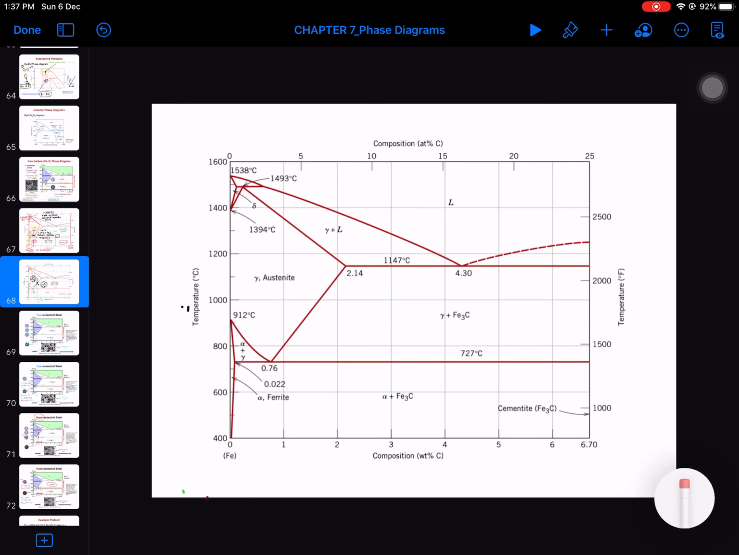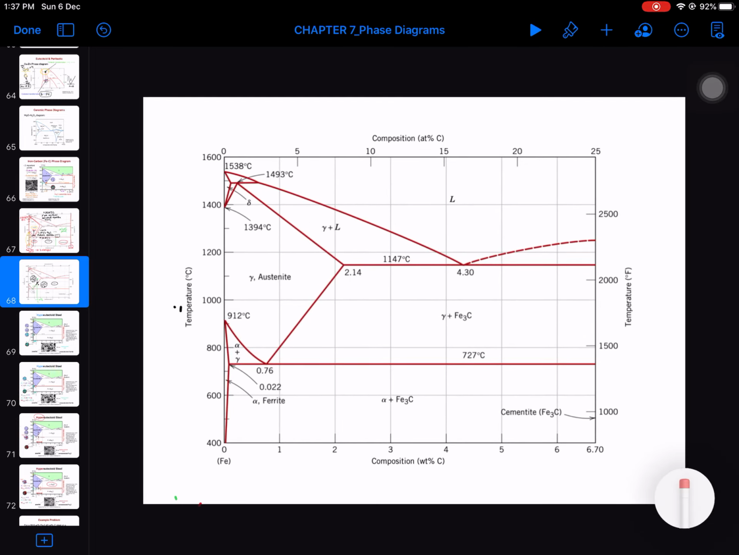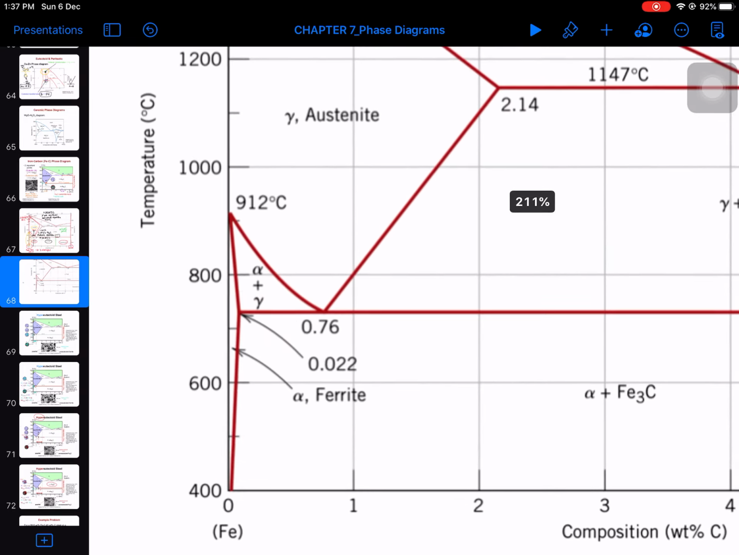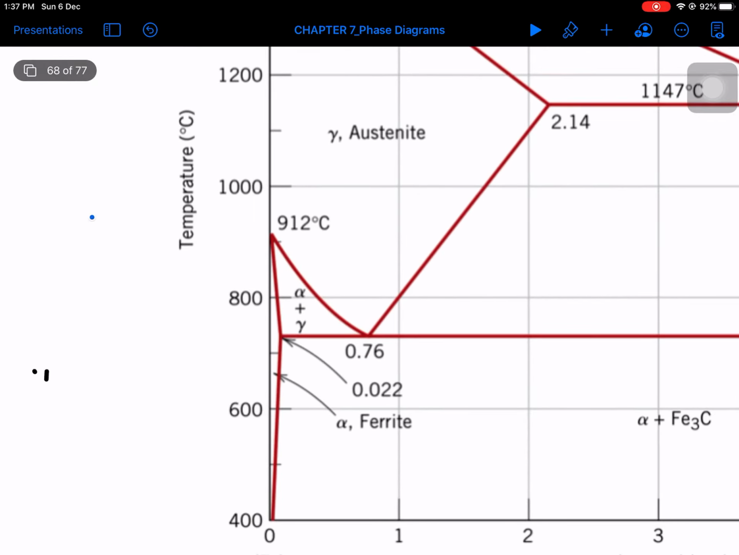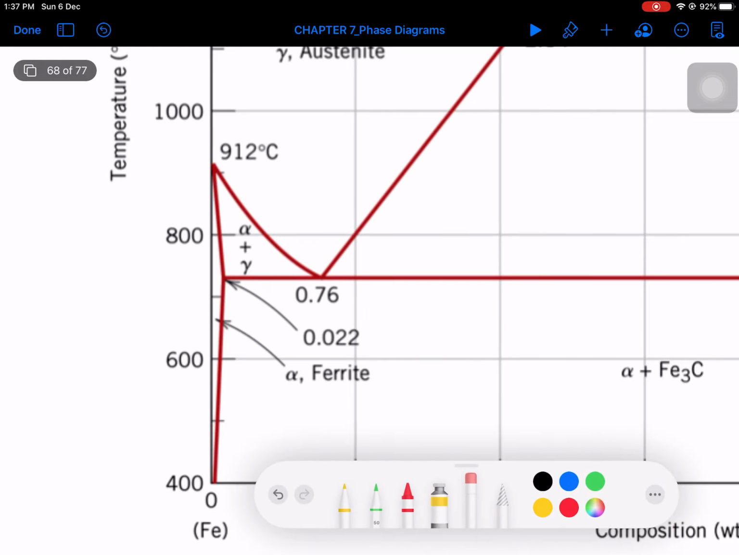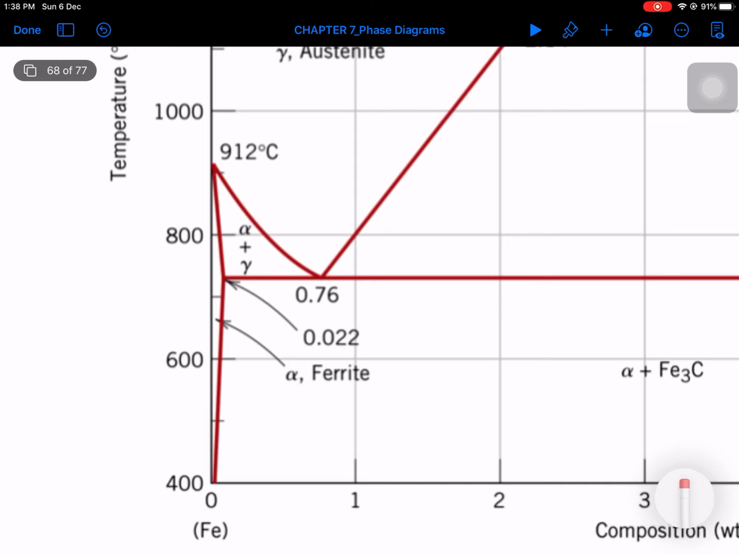So let me increase this one. All right, so let's say we want to choose a composition of a hypoeutectoid alloy of maybe 0. Let's say it's 0.